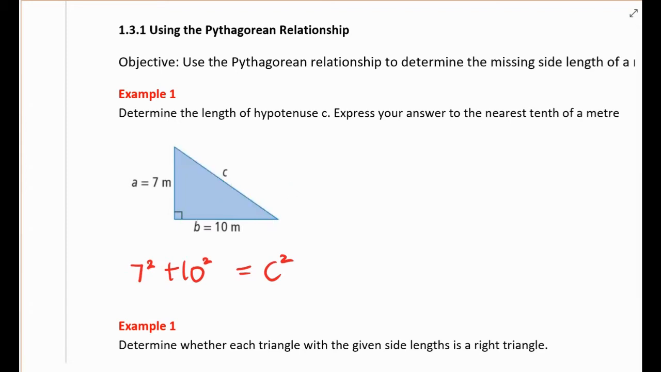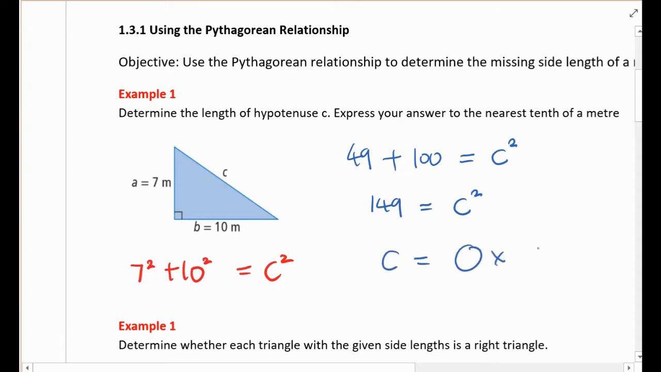Now we're going to calculate it. 7 squared is 49. 10 squared is 100, and that is c squared. 49 plus 100 is 149, which equals c squared. Then what is c, everyone? What number do you have to multiply twice to get 149? The answer is the square root of 149.